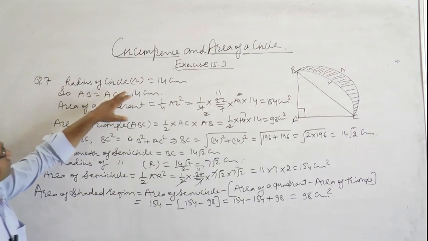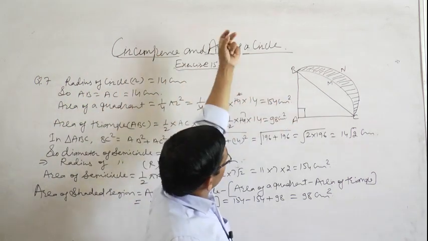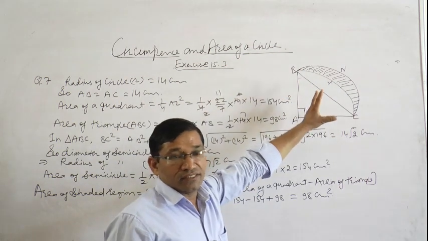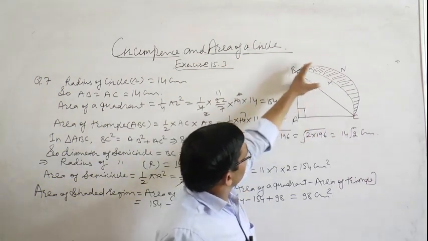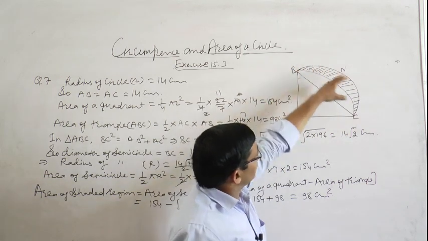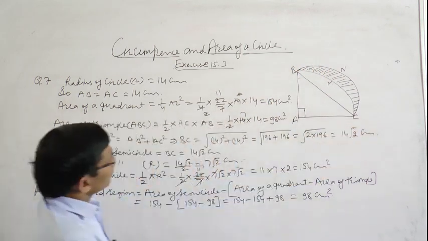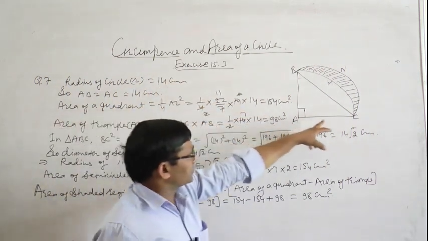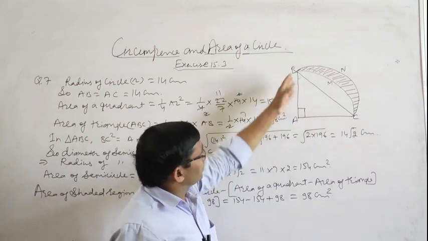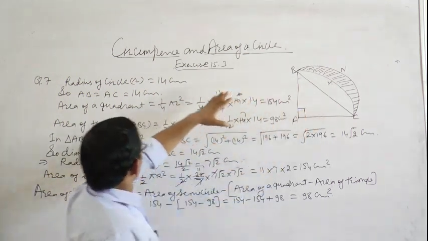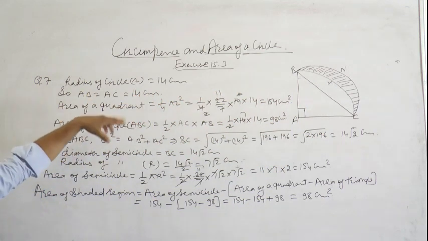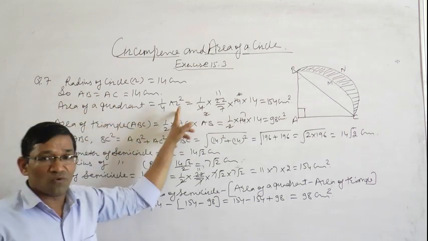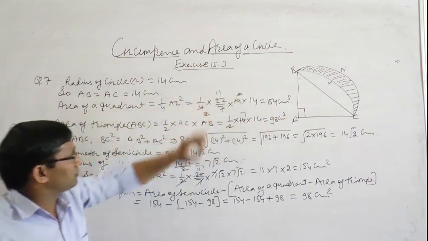So in this question, what is given? Given that ABMC is a quadrant and BC is the diameter of the semicircle. Because radius of circle is 14 centimeter, it means AC is radius and AB is also radius, and these are the sides of the triangle. So AB is equal to AC is 14 centimeter. Area of a quadrant, 1 upon 4 pi r square, we get 154 centimeter square.